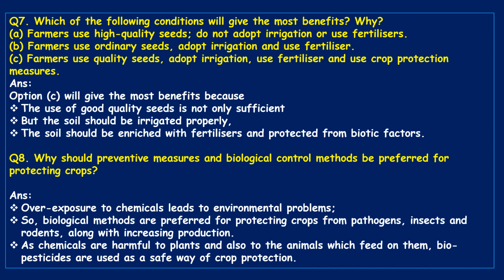And last, as chemicals are harmful to plants and also to the animals which feed on them, biopesticides are used as a safe way of crop production. So instead of weedicides, pesticides and all chemicals, we can go for biopesticides. Biopesticides are nothing but bacteria and fungus. Certain bacteria kill other viruses, and certain viruses kill bacteria, vice versa. So here we are not using any chemicals in biopesticides.